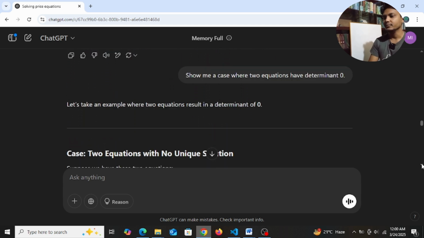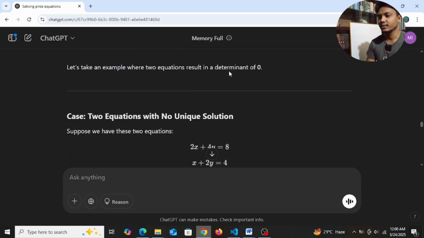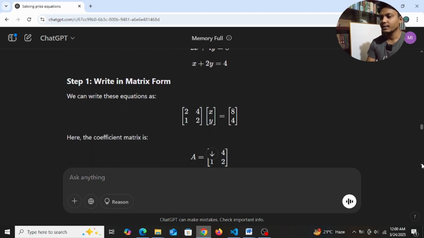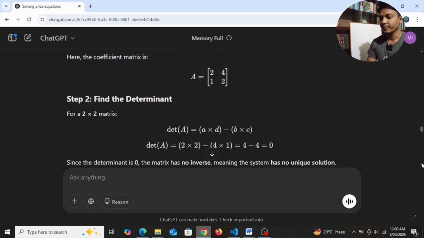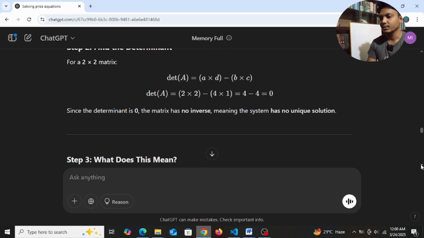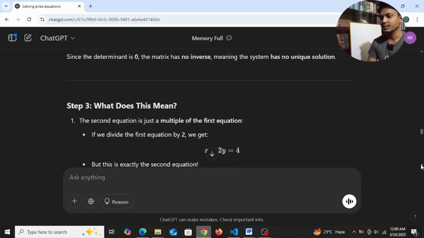Okay, so I asked, show me a case where two equations have determinant 0. So let's take an example where two equations have determinant 0, so two equations with no unique solution: 2x plus 4y equals 8, x plus 2y equals 4. So step 1, write in matrix form. Okay, find the determinant. So finally, if you put the values, we get 0. So since the determinant is 0, the matrix has no inverse, meaning the system has no unique solution.